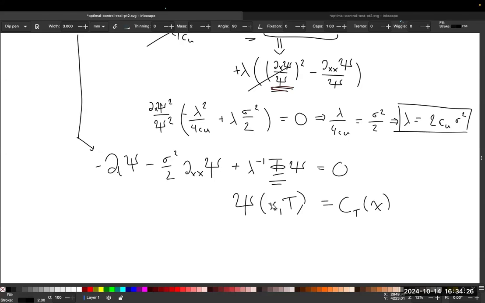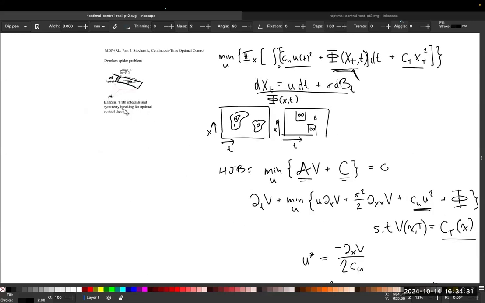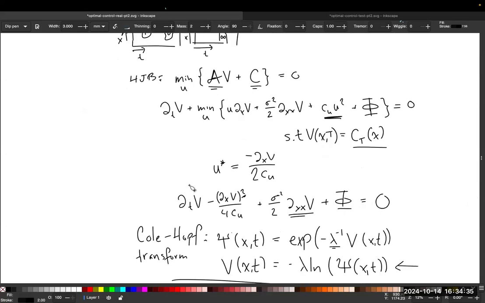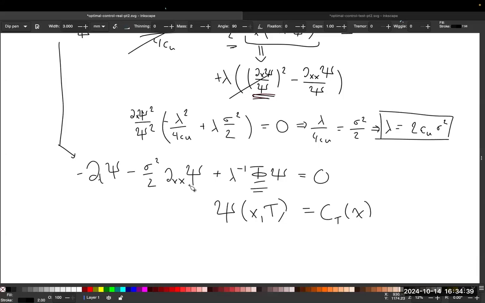So if you want to look at the more general case, there's that Kaplan paper, where they do use the Cole-Hopf transform, and they do it in a more general case, and then they tell you what has to be true about your initial equation, whether you'll be able to find lambda.